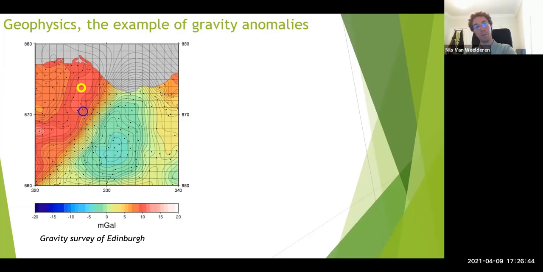You probably won't recognize from here, but if I tell you that the yellow circle is Arthur's Seat, and the blue circle is Blackford Hill, for those who know Edinburgh, well, you can see there's a big change going all the way through Edinburgh from these measurements. And that has nothing to do with building a road and stuff like this. This is just because there's two very big changes in the rocks that are under our feet.